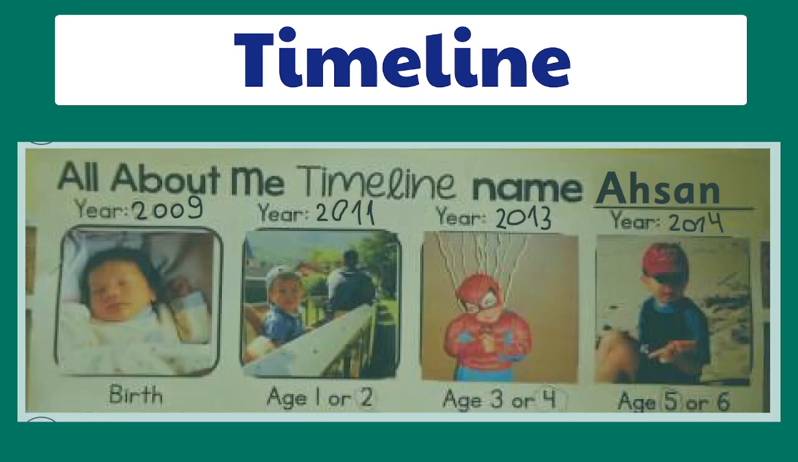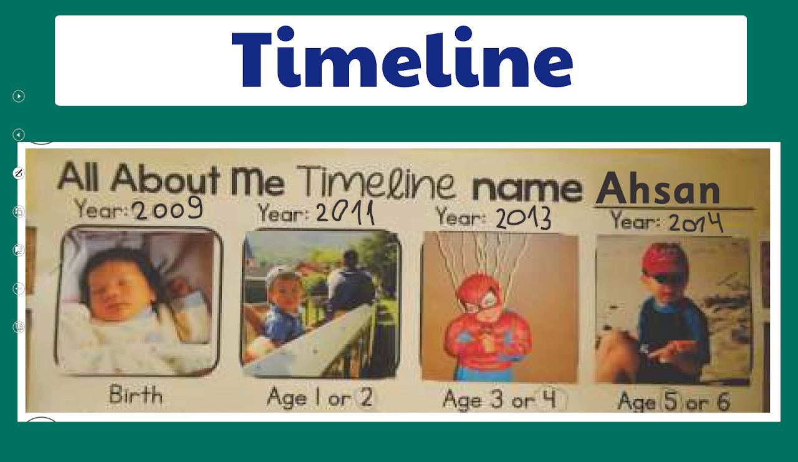So let's take an example, like a timeline of the boy Asan. He was born in 2009, and then when he was one or two years old, he started walking, in 2011. When he wore a costume and went to a fancy dress party in his school, it was 2013. And then he started grade 1, or we can say he passed grade 1, in 2014. So this is how we make a timeline, and how we present the actions or things in a timeline.